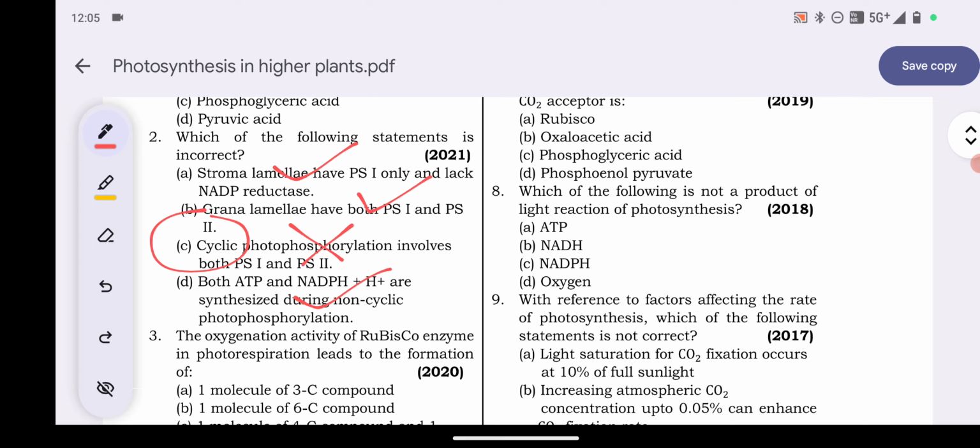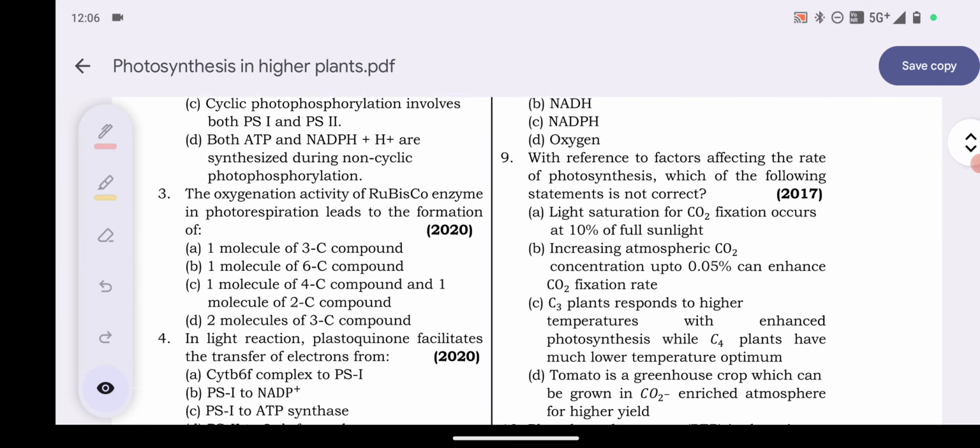Explanation. Now, stroma lamellae only undergo cyclic phosphorylation, which requires PS1 but not NADP reductase. Cyclic phosphorylation produces only ATP, while non-cyclic phosphorylation produces both ATP and NADPH. That's why option C is the incorrect one.